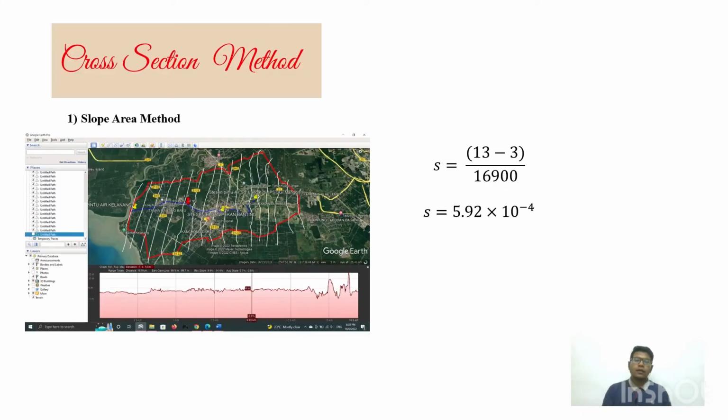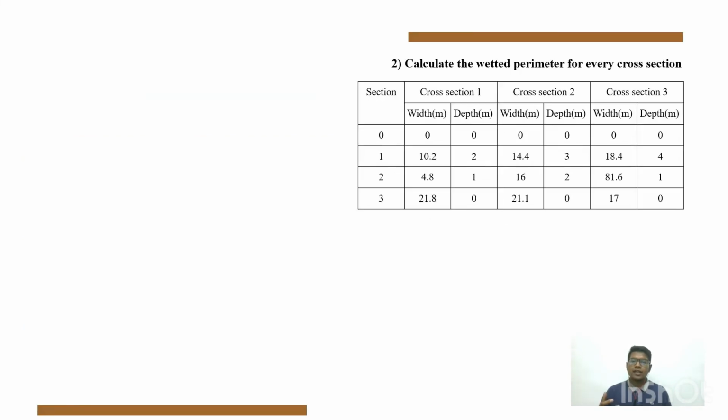Now I'm going to explain about the last method that we are going to use in this part of the analysis result. We are going to use the cross-section method, and this method will be used to calculate the slope for the study area. First we must calculate the slope area method by using the S formula, and after that we will need to calculate the weighted parameter for every cross-section. For the information that we will be using, we will choose 3 cross-sections to calculate the parameter for each slope.